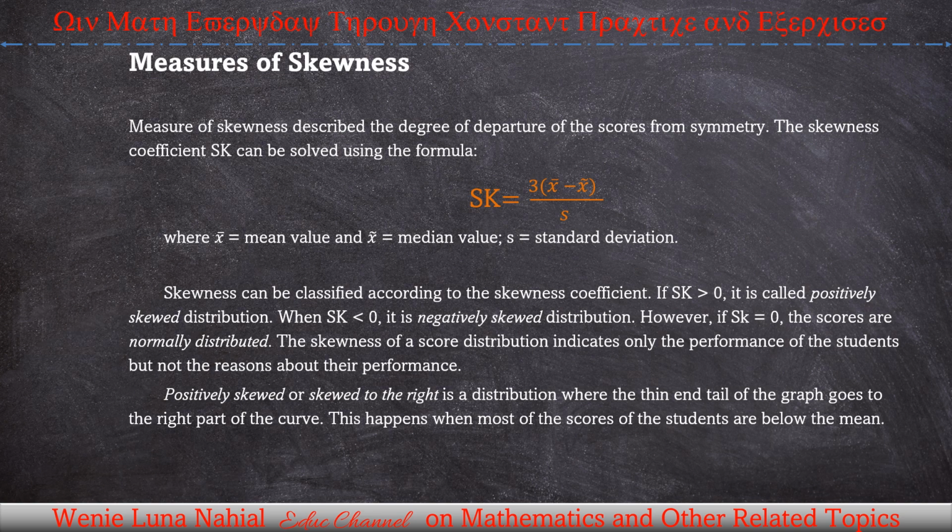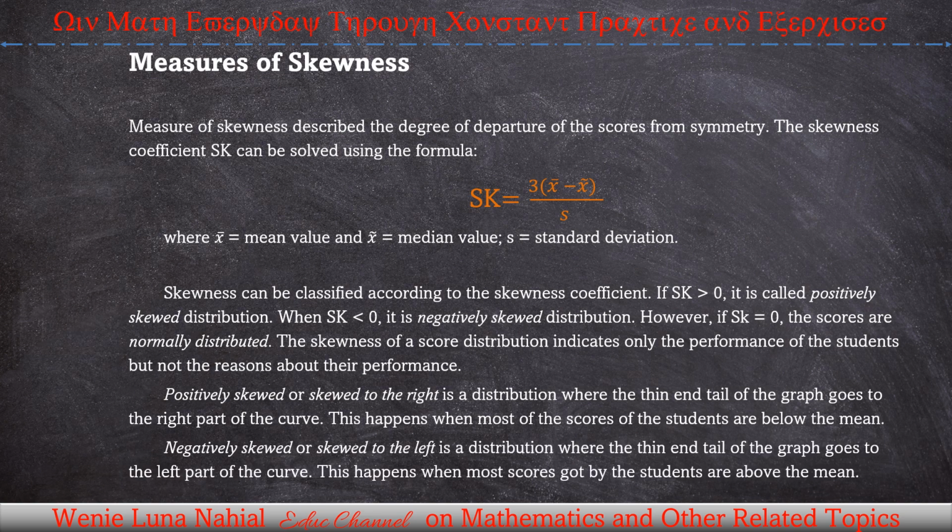Negatively skewed or skewed to the left is a distribution where the thin end tail of the graph goes to the left part of the curve. This happens when most scores got by the students are above the mean.